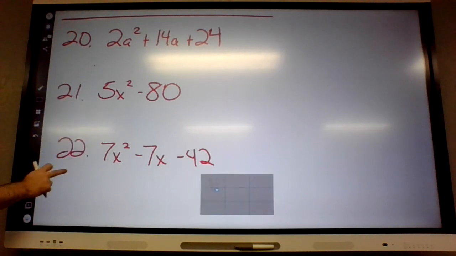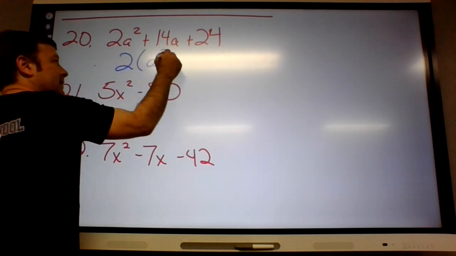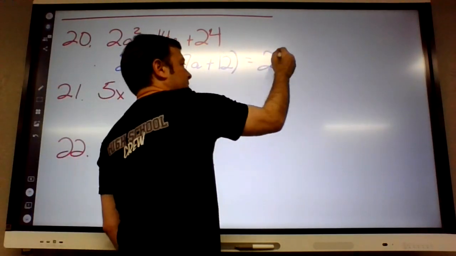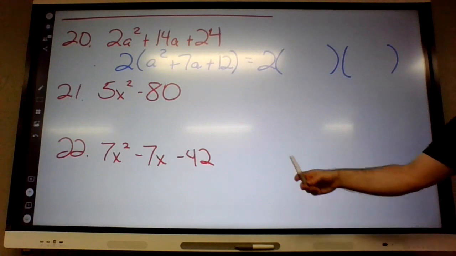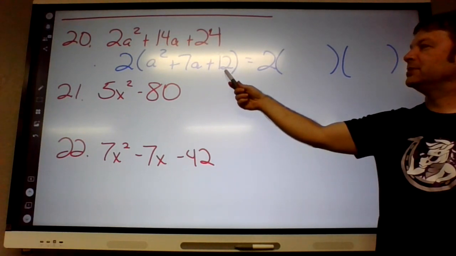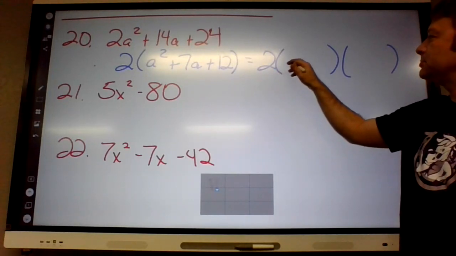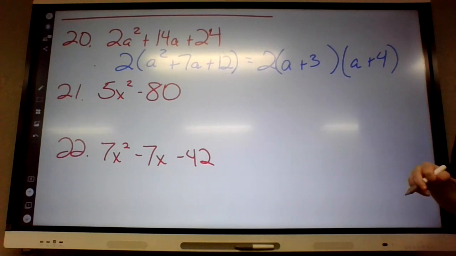Okay, I don't want any problems right now. So if we take a 2 out, we get that. And then the thing in parentheses can factor again. Does that look familiar? I stole it from number 6, I think it was. I think that's easy.